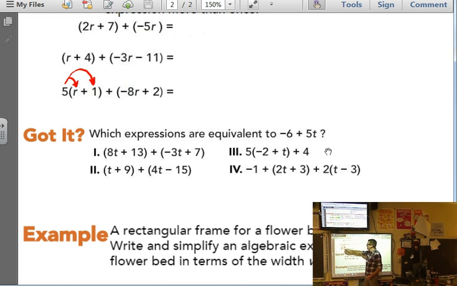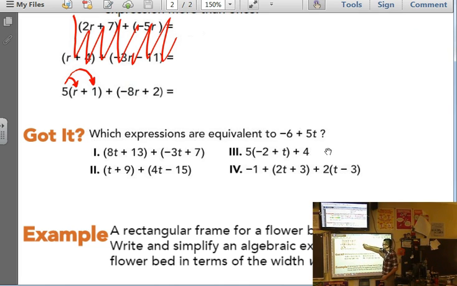I'll distribute. We are going to distribute 5. So when we distribute, and I'm going to use all my space here because, guys, I'm going to run out of space, I'm going to come up here for my first step. Ozzy's saying we get 5R plus 5 from that distribution.